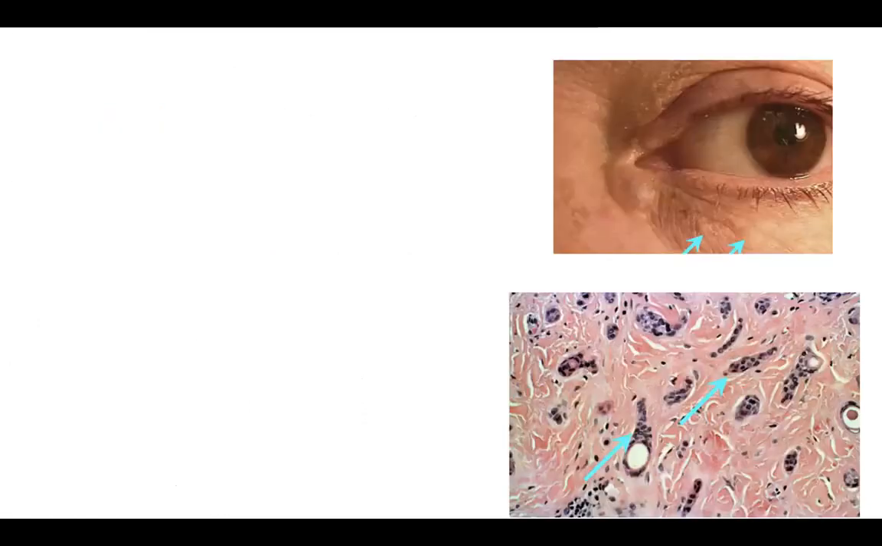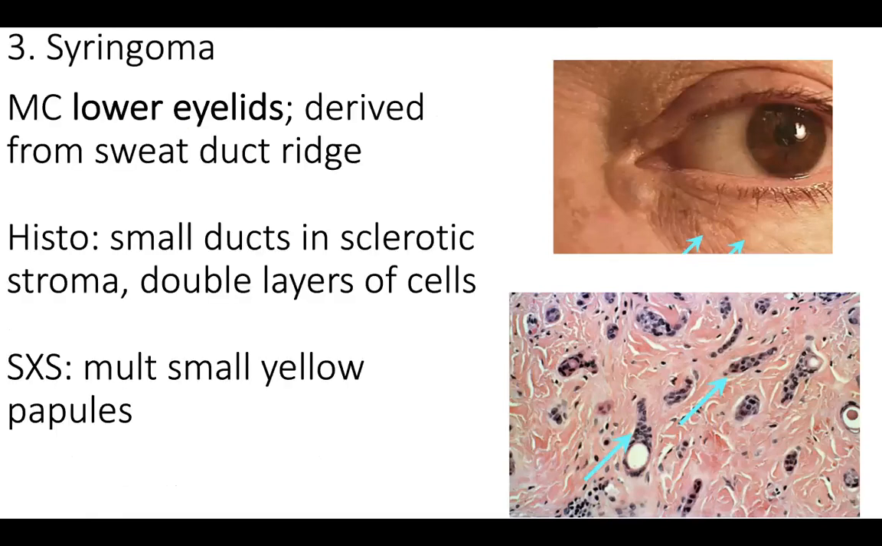Okay, so now we're looking more at the eye. We have syringomas, which are most common in the lower eyelids, derived from the sweat gland ducts. They have these small ducts in a sclerotic stroma with these double layer cells. So you can see right here, here's a single layer, and then we have some that are double layers. There are multiple yellow papules under the eyelid. And right here is our sweat duct.